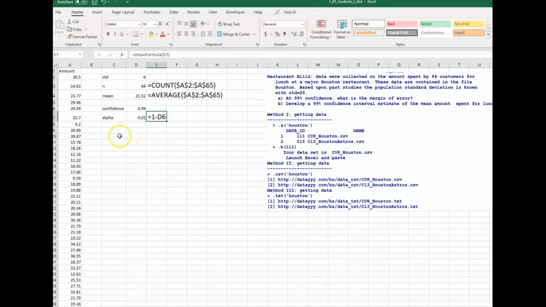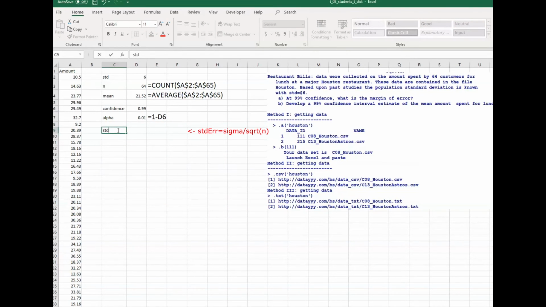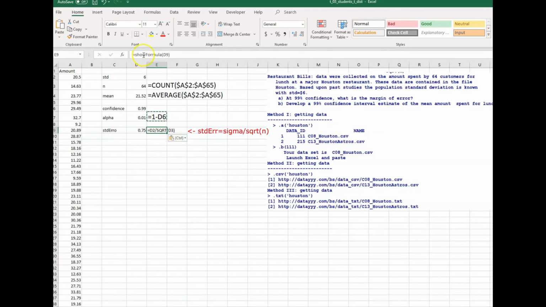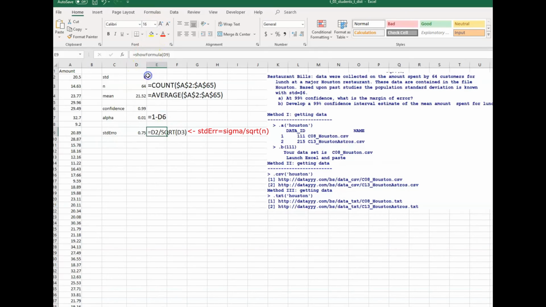Based on the given, we calculate the standard error. The standard error will be standard deviation 6 divided by the square root of n. So according to our formula, this is given standard deviation divided by square root of n. D2 is standard deviation, D3 is n, square root of n. So this is the standard error.